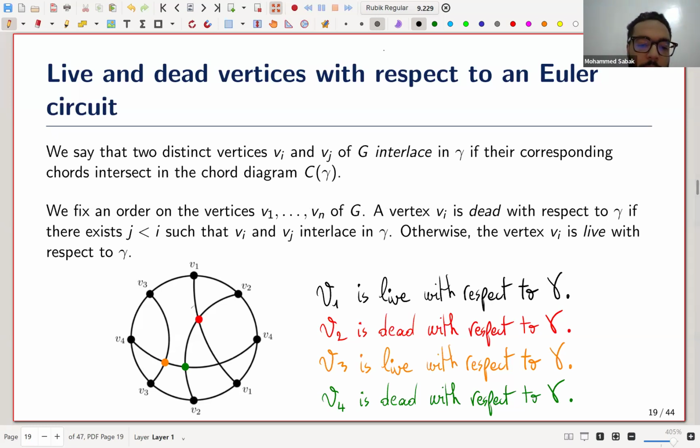You can see here that V1 and V2 intersect, they interlace. So this means that V2 is dead. Here we can see that V3 only interlaces with V4, which means that V3 is live. And here we can say that V4, for example, interlaces with V2, so V4 is dead.